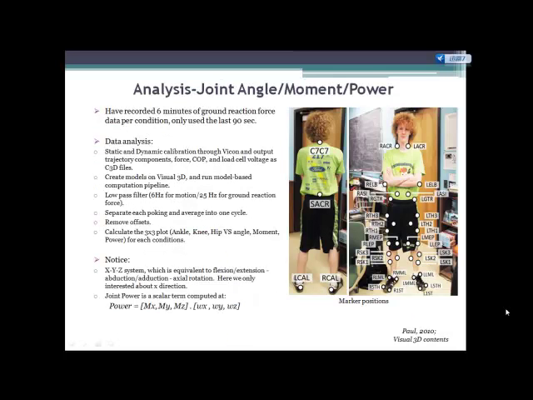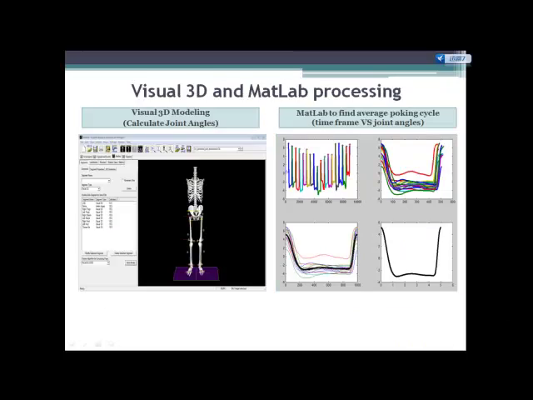We also analyzed the joint angle, moment, and power done by subjects. We used the last 90 seconds of data for analysis. All data were calculated by a model-based computational pipeline. We ran a 6 Hz low-pass filter for all motion and 25 Hz for force data. When joint angles were calculated, we found the peaks in MATLAB, stretched and shortened each cycle to 1,000 frames, and averaged them to get a single cycle.